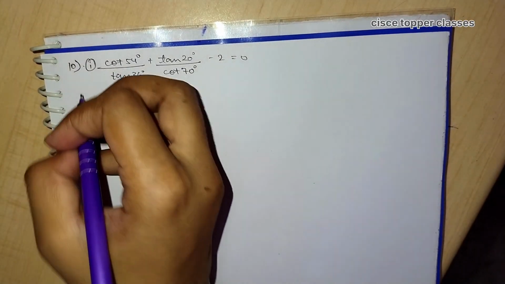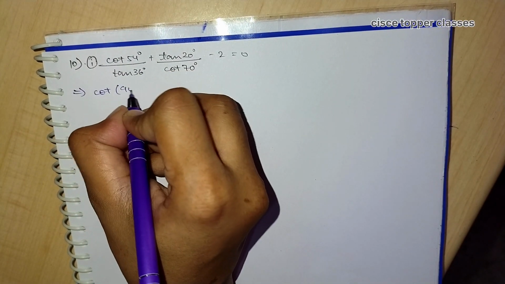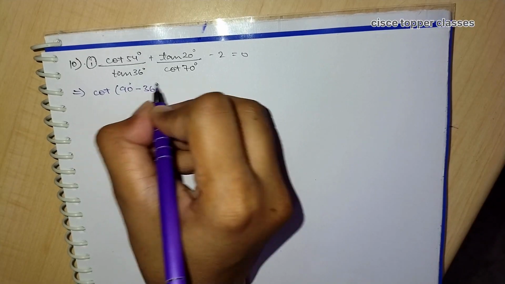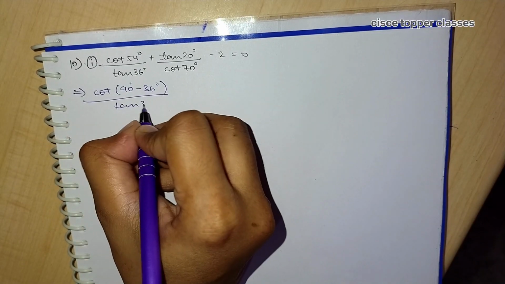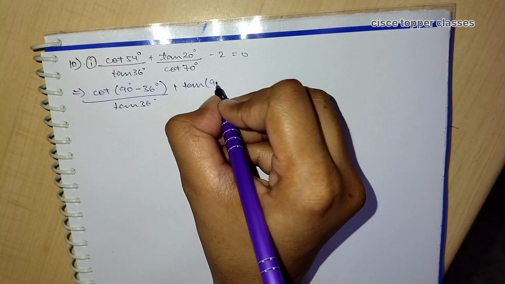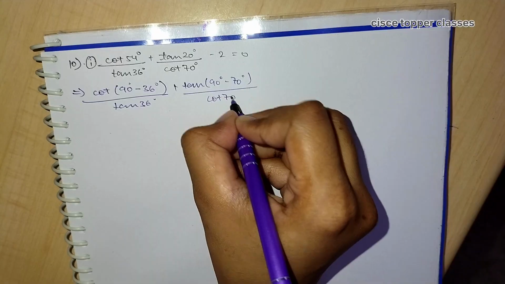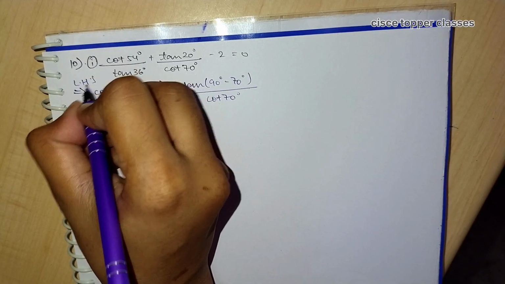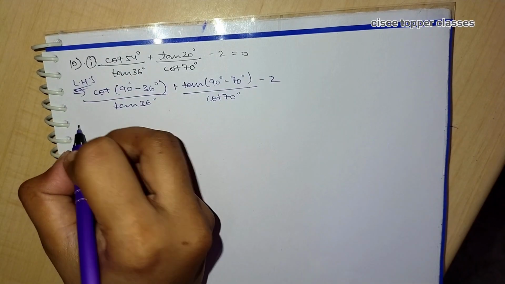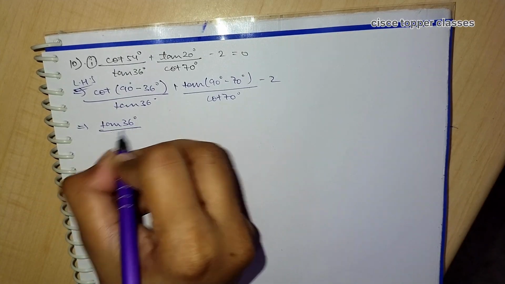Let us solve the question number 10 first part. We can write cot 54 degree as cot (90 minus 36) degree divided by tan 36 degree, plus tan 20 degree as tan (90 minus 70) degree divided by cot 70 degree. This is the LHS part here, minus 2. So we can write cot (90 minus theta) as tan theta. This will be tan 36 degree.